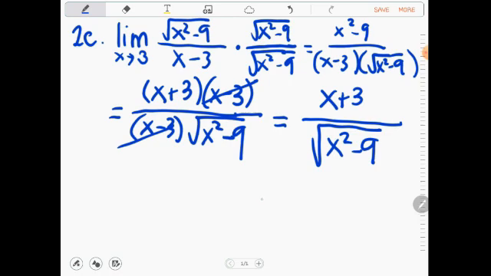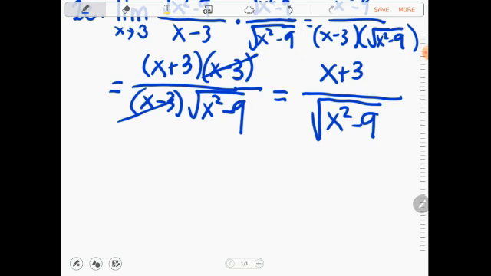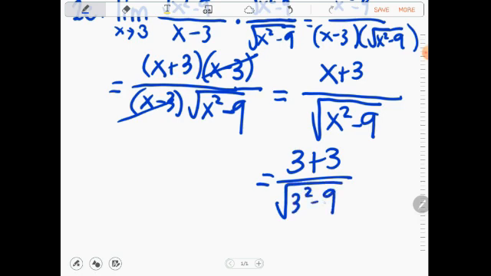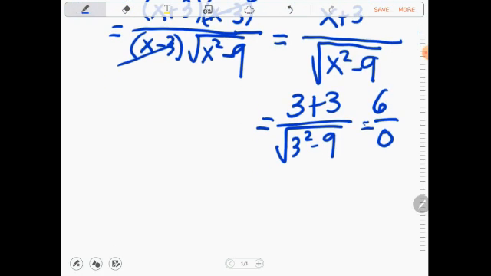Okay? Simply, we can just substitute yung ating x as x approaches to 3. So this will give us 3 plus 3 all over square root of 3 squared minus 9. 3 squared is 9 minus 9 is 0, or square root of 0 is 0. So meaning yung ating denominator ay 0 at saka yung numerator natin ay 6. So 6 over 0, or limit does not exist. Therefore, this is infinity. Okay?